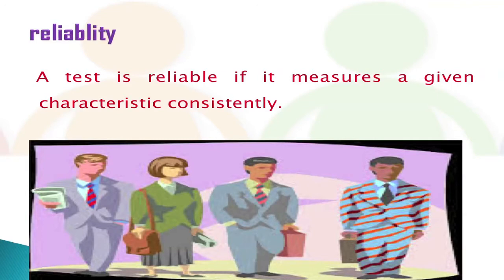Number one, reliability. A test is reliable if it measures a given characteristic consistently. For instance, think of a bathroom scale. If it gives you one weight the first time you step on it and then a different weight when you step on it a moment later, it is not reliable. Similarly, if a person is found to be of average intelligence on one occasion, then the person should also appear to be of average intelligence if tested after 2 weeks.